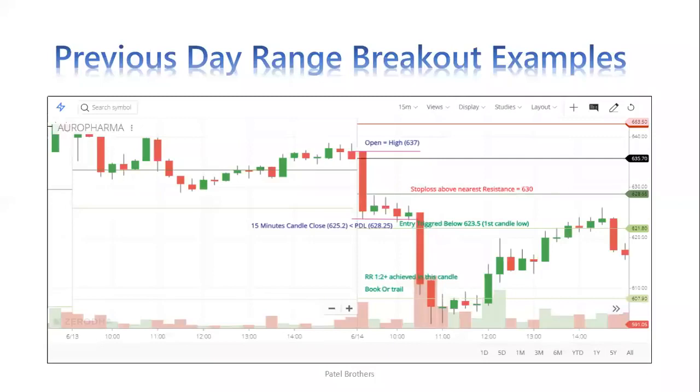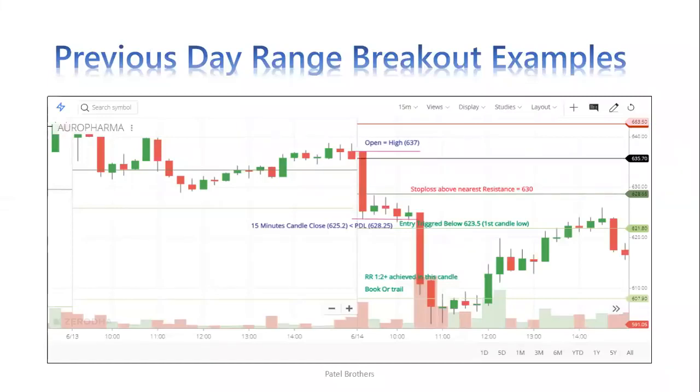Maximum size of the first candle is not necessary, it can be anything, but we should find a nearest pivot point for our stop loss. If it supports our risk reward, then we'll take the trade. Otherwise, we'll not take it. If you see here, there was a 637 to 623, almost a 15 points candle, which is a 2.5% candle. Still we have taken a trade because we were finding the nearest resistance here, 630. So it was giving me the risk reward. That's why we have taken the trade.